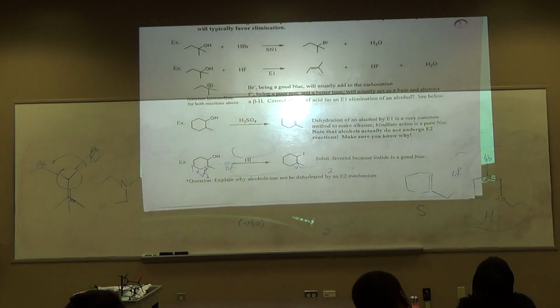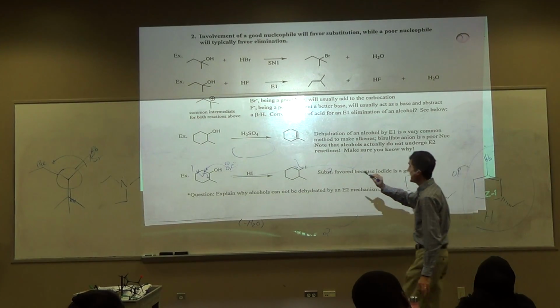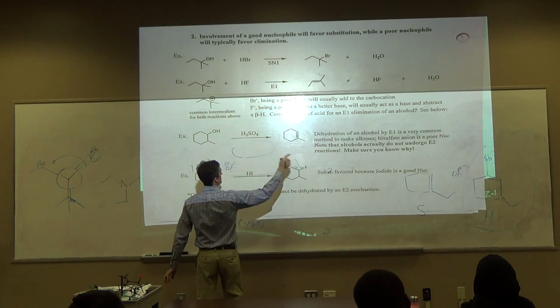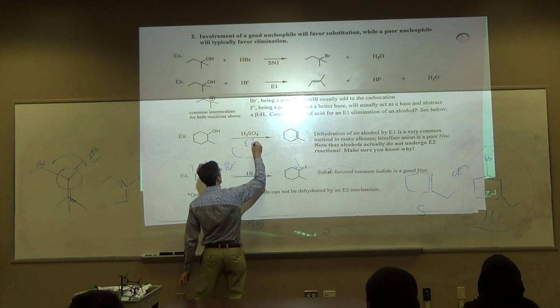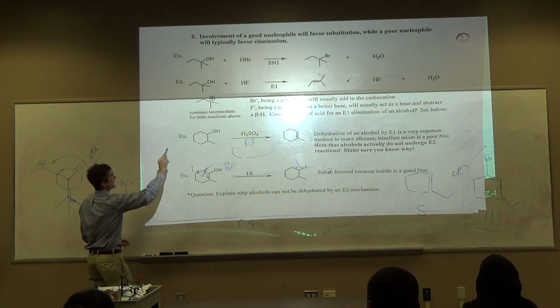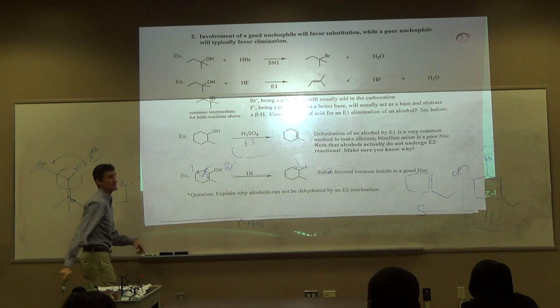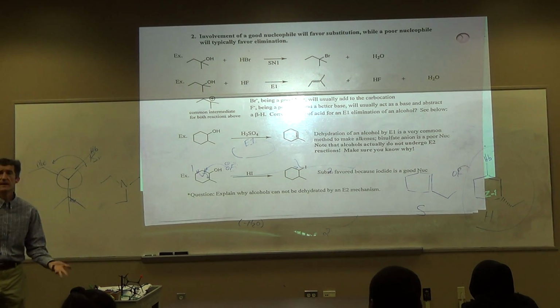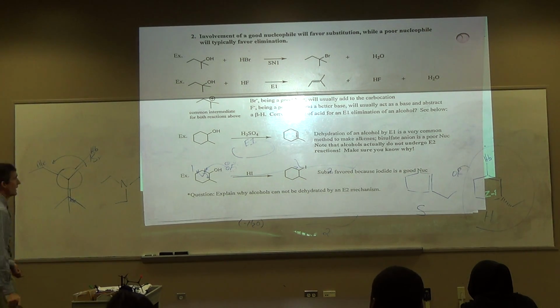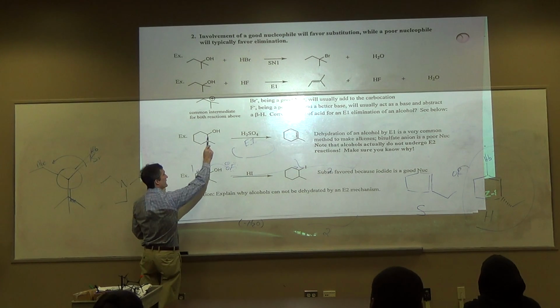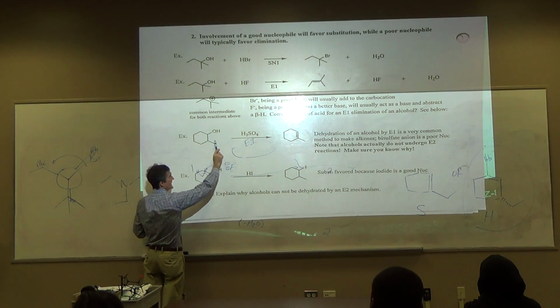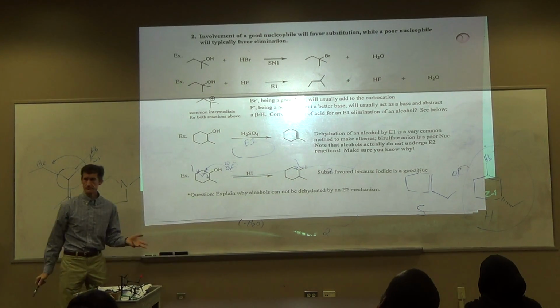The common reaction is dehydration of an alcohol by an E1 mechanism. It's the same exact thing, guys, as up there with HF, except H2SO4 is a much more common acid for this. And you're going to make a carbocation. Once you make the carbocation, what can attack it?